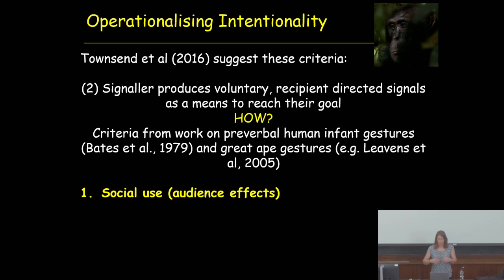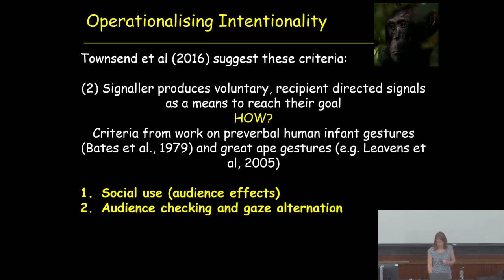So you would expect that if a signal is given intentionally, you shouldn't be giving it when you're on your own. You should be giving it when there's a social audience. But perhaps more nuanced than that, you may not just blanket give it to everyone. You may choose to preferentially give it to individuals that you're friends with or that are particularly valuable for you. So different types of audience effects.